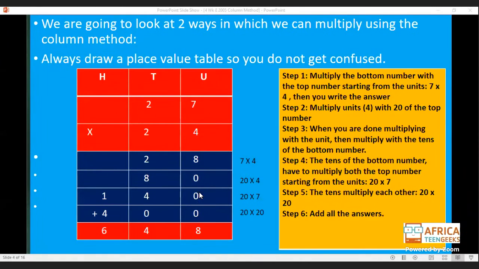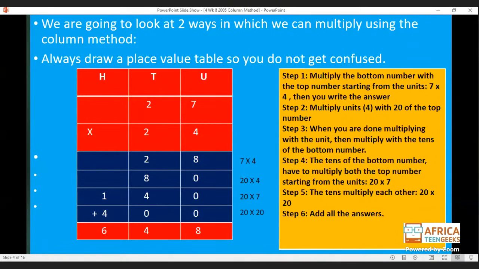Then now we add everything that is in the blue. So 8 plus 0 plus 0 plus 0 is 8. I'm always lazy to say plus 0 plus 0 plus 0. I know maybe you guys are also always lazy to say that. So 8 plus 0 plus 0 plus 0 is 8. And then 2 plus 8 is 10. Plus 4, it's 14. So we write down, the answer is 14, right?